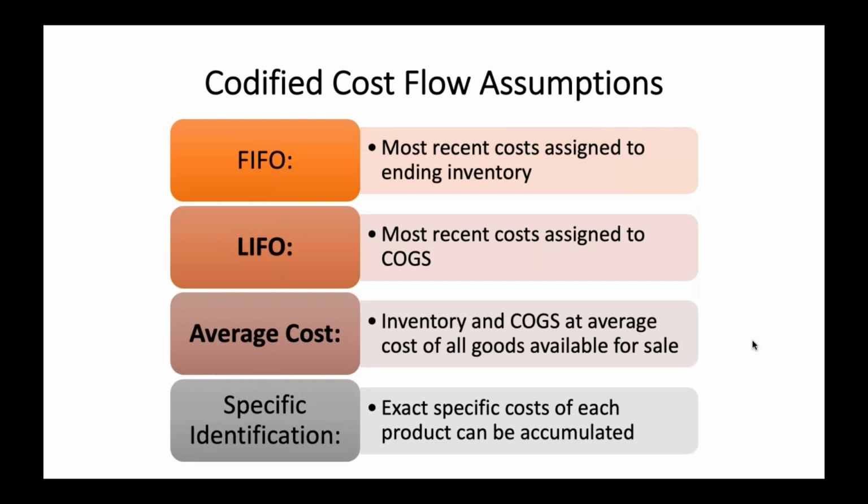So there are 4 codified cost flow assumptions in GAAP. One is FIFO, in which the most recent costs are assigned to ending inventory. LIFO is the opposite, where the most recent costs are assigned to cost of goods sold. Average cost is where inventory and cost of goods sold is stated at the average cost of all goods available for sale. And finally, there's the specific identification method, where the exact specific costs of a product can be accumulated and reported. That's rarely used in terms of most cost flow assumptions.